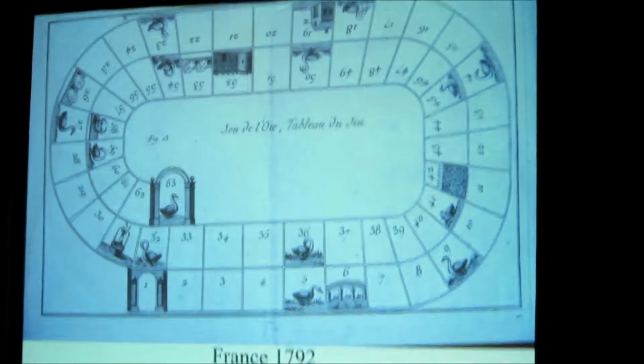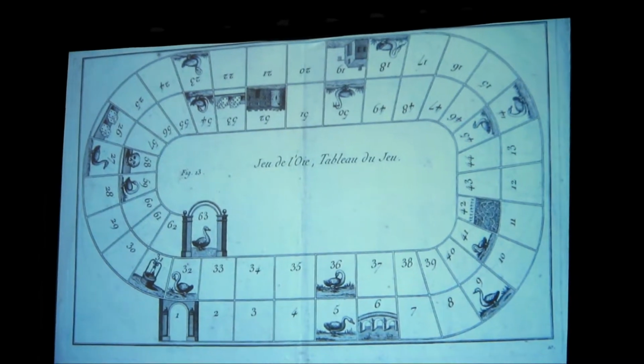This is the version I use in my classes. I have a course at the University of Lisbon in the history of board games, very popular, and I teach this game also. I made the experiment of putting the kids playing this game in large numbers to see if the game has some virtues. It does have some virtues. For instance, you see that, let me show you, the 58: if you land on 58, you go back to square one.